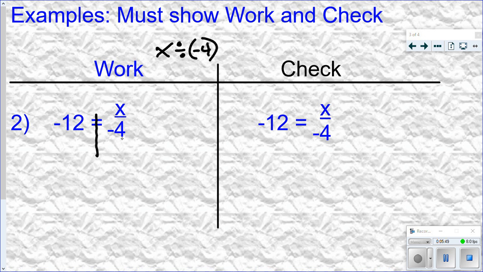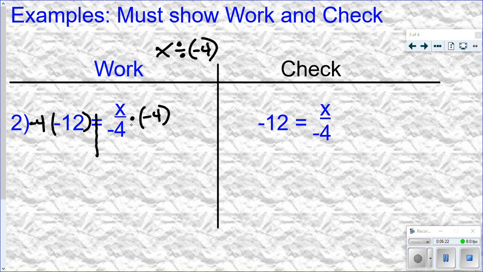So I see division, so I'm going to do multiplication. So I'm going to multiply both sides of this equation by -4. Why -4? Because I want to use what I see. I see x divided by -4. So I'm going to do the opposite of what I see, the opposite operation, and I'm going to do times -4. So I'm going to multiply both sides of this by -4. Let's multiply this side by -4.